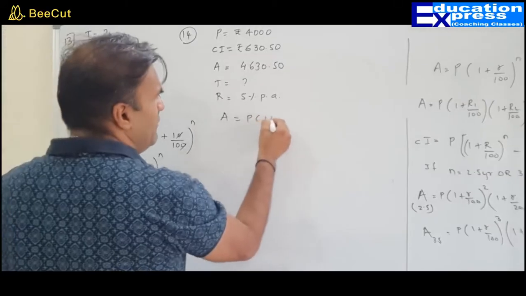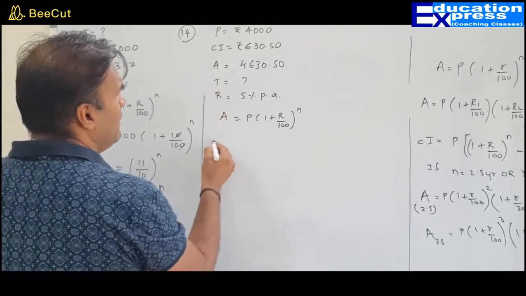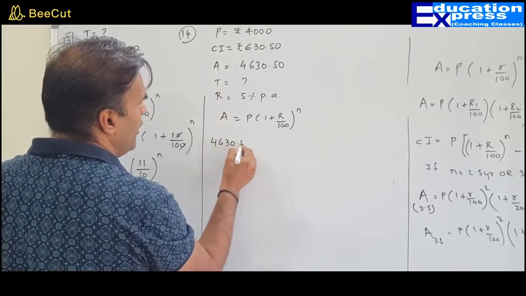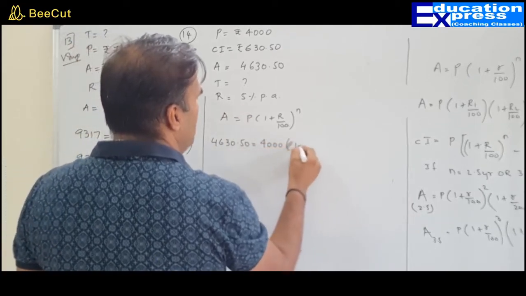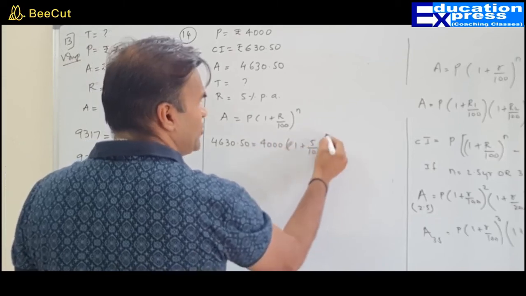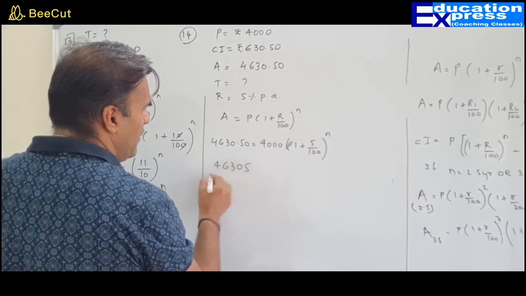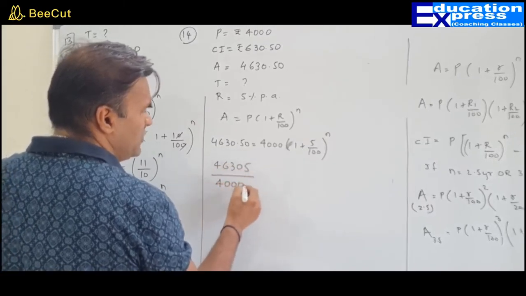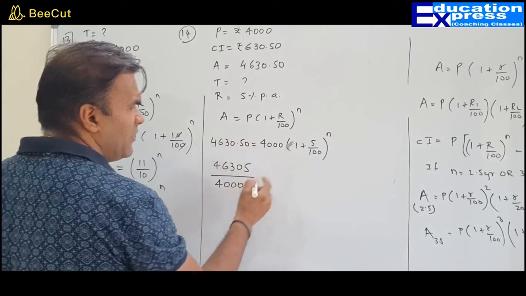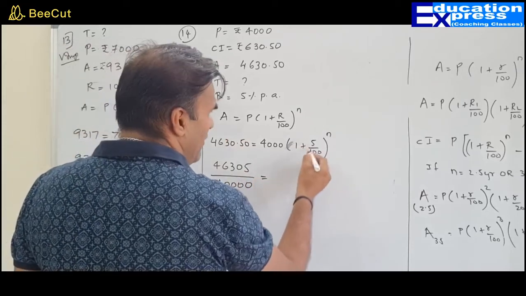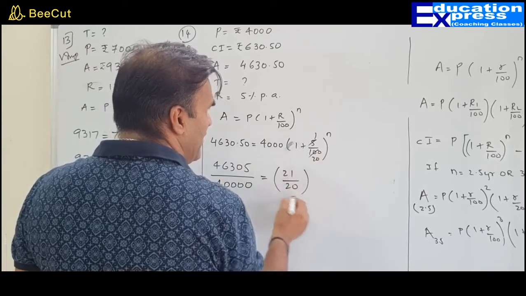A equals P (1 plus R upon 100) raised to N. What is A? A is 4630.50. What is P? P is 4,000. So (1 plus 5 upon 100) raised to N. We don't know N. 46305 upon 4,000. I am writing 40,000, eliminating this decimal. So this decimal is shifted. Instead of 4,000, I have 40,000. Can you divide it? Yes sir. How much will it come up to? 1 and 20, so 21 upon 20 raised to N.